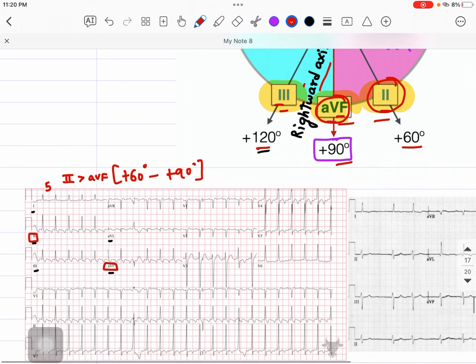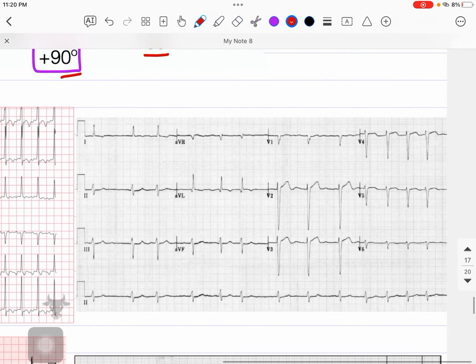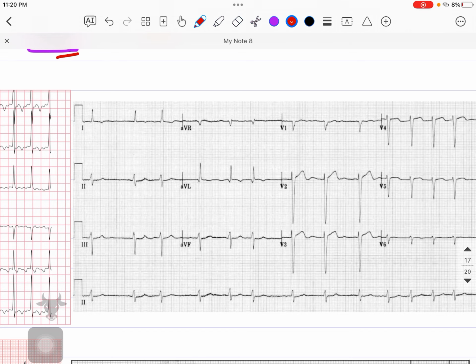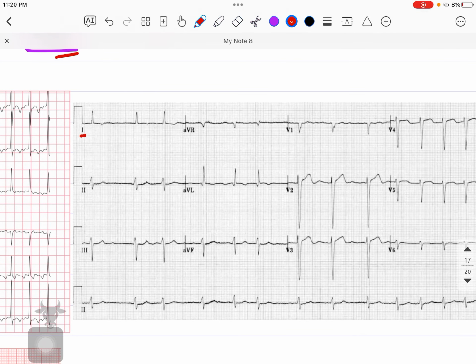Okay, let's check into another ECG. Let's find out the axis of this patient. Again guys, look at the leads 1, 2, 3, AVL, AVF.